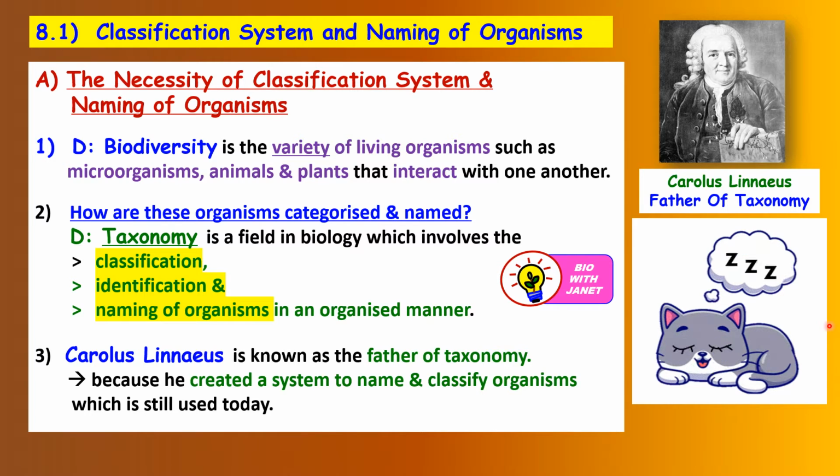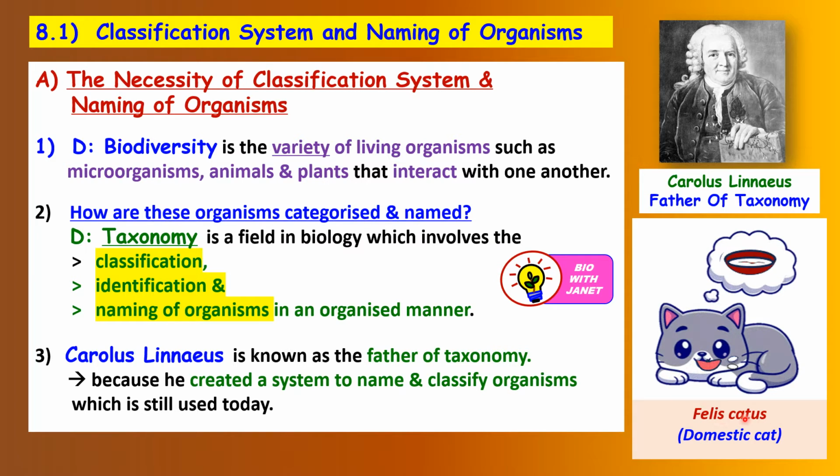So what's the scientific name for the house cat? It is Felis catus, right? The domestic cat. So Felis is the genus and catus is the species. Now, that's how taxonomy has helped to categorize organisms and also name them.